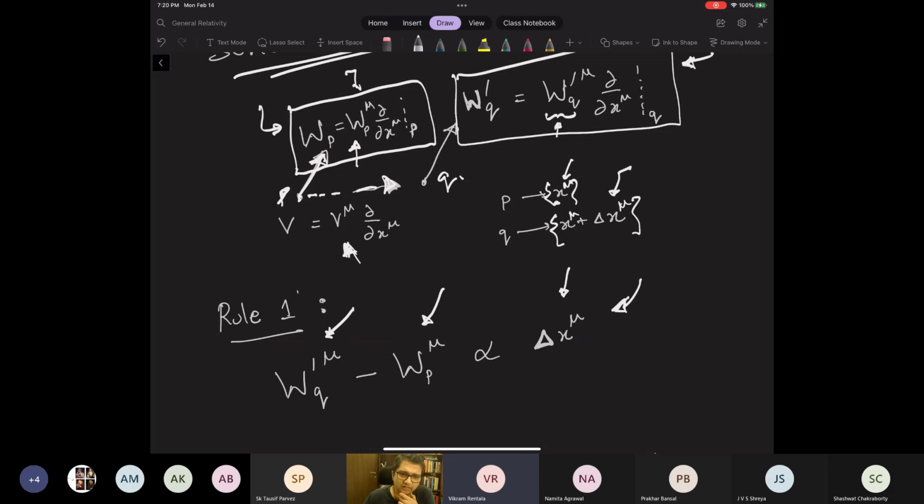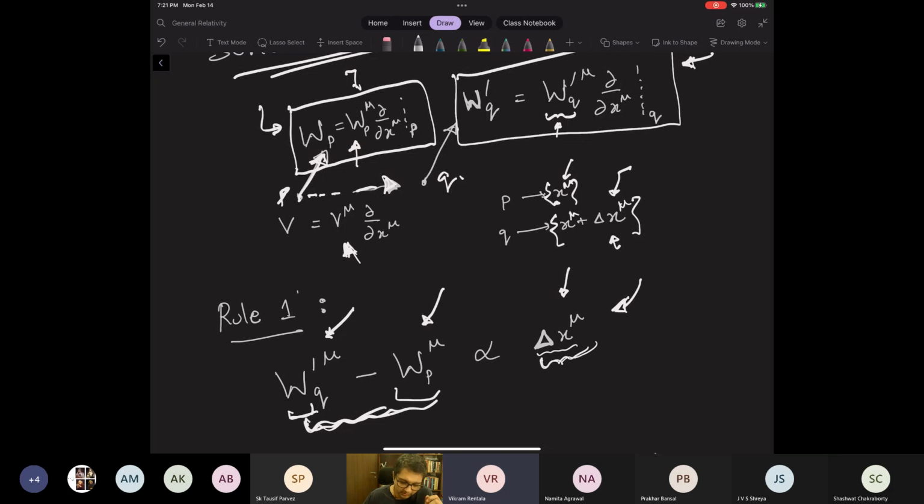And we're also assuming that this displacement is small, so the difference between these two vectors is only showing up at first order in delta x. Higher orders you can ignore, in the limit delta x goes to 0. So we're only interested in the change in the vector components being proportional to the displacement delta x mu.